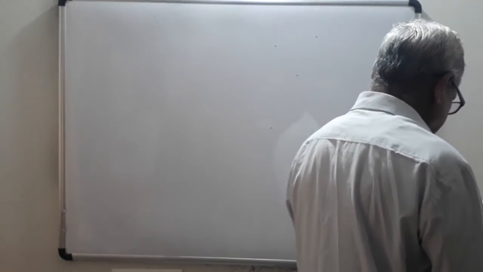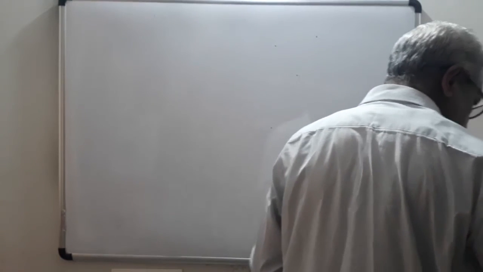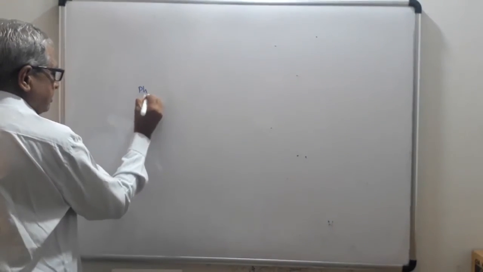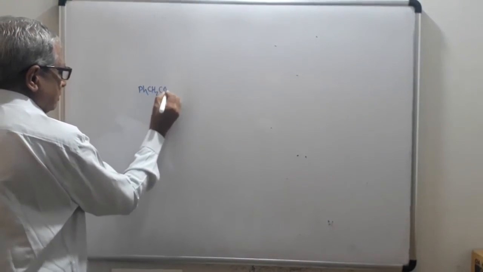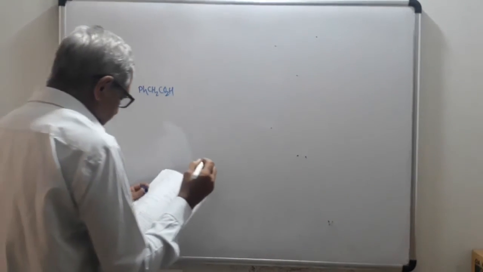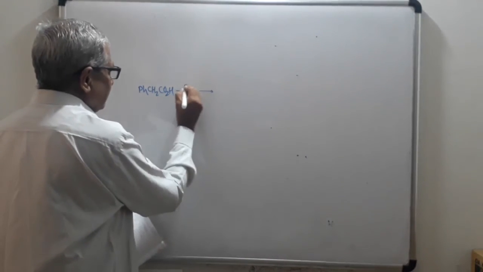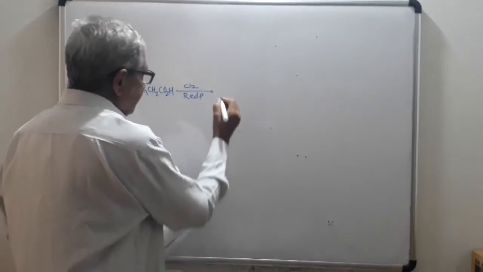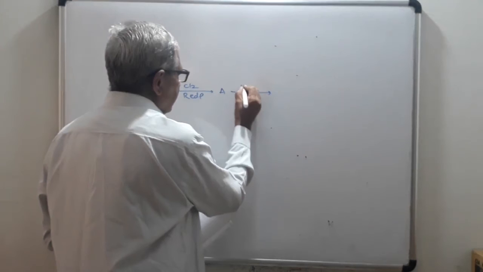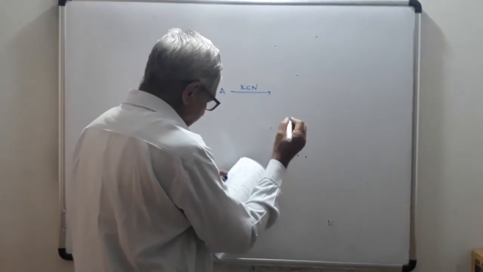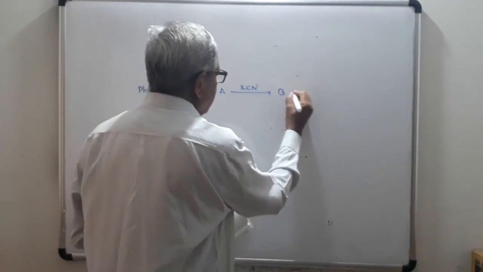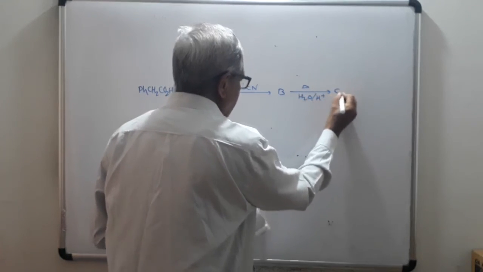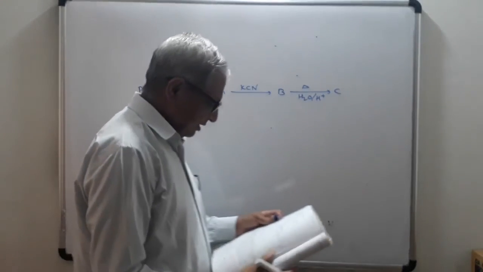Identify A, B, C. Ph CH2 CO2H. It is treated with Cl2 in presence of red phosphorus. You will get A. A is treated with KCN. You will get B. B is heated with H2O in presence of acid. You will get C. So identify A, B, C.